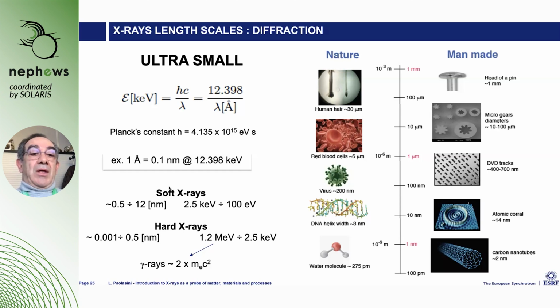We call soft X-rays the X-rays which range from 100 electron volt up to 2.5 kilo electron volt. Hard X-rays are the X-rays which range from 2.5 kilo electron volt up to 1.2 mega electron volt, which corresponds to 2 times the rest mass energy of the electron. Beyond this energy, we are in the domain of the gamma rays.